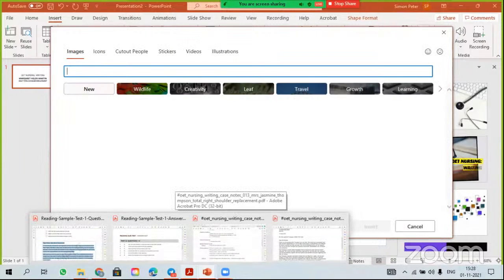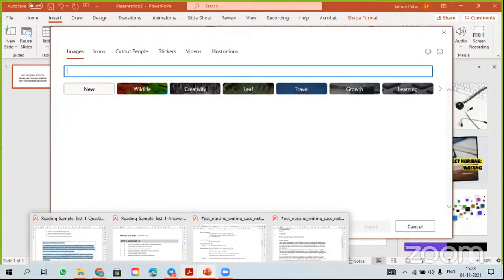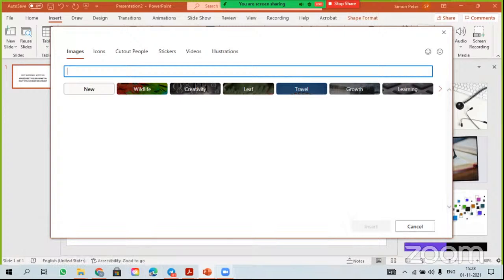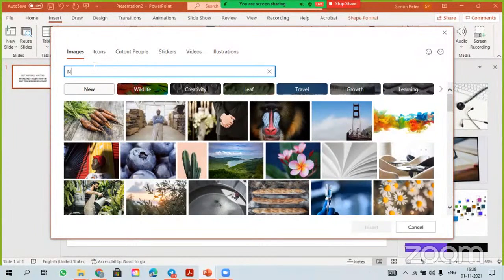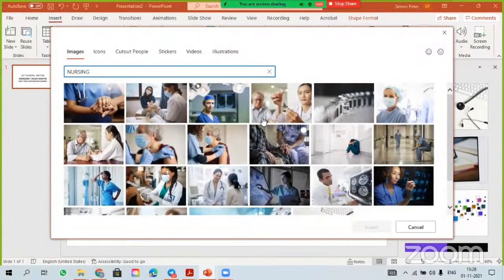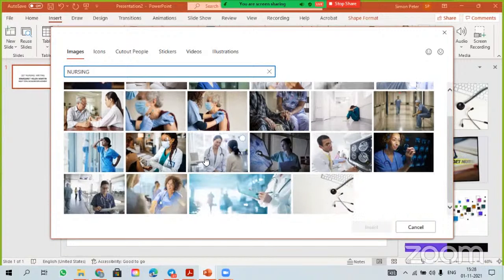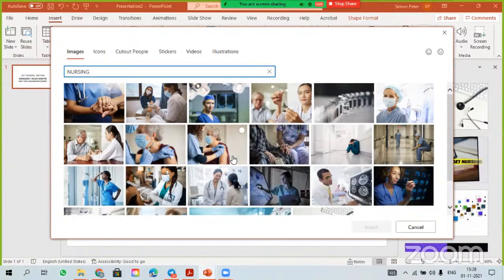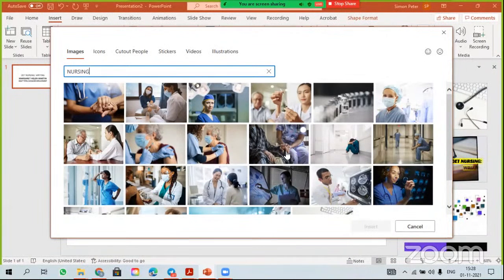So now here there are different stages. Signs and symptoms stage, diagnosis stage, admission stage, treatment stage, and post-operation stage. Okay, nursing. So we need a lady here. So I think this would be better.